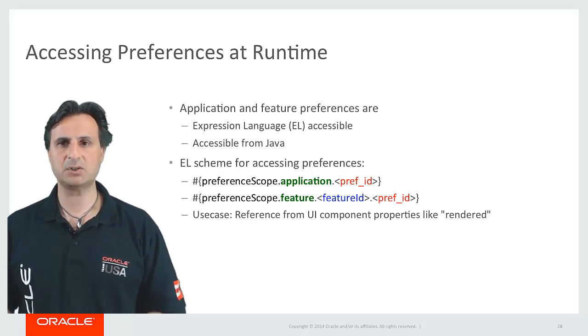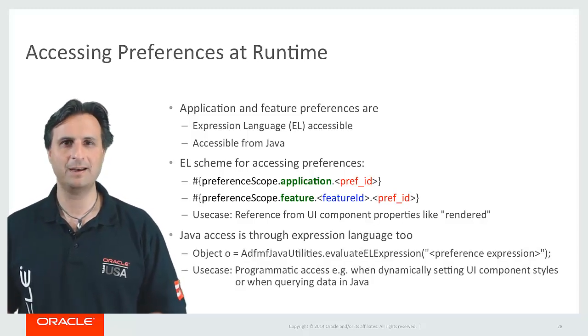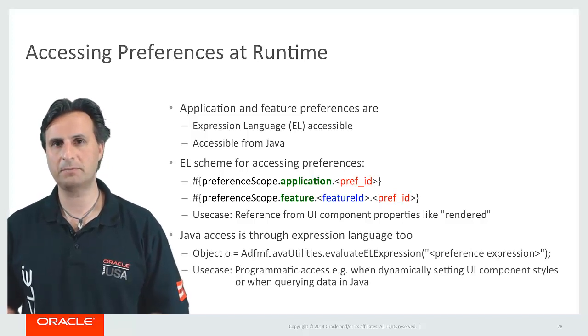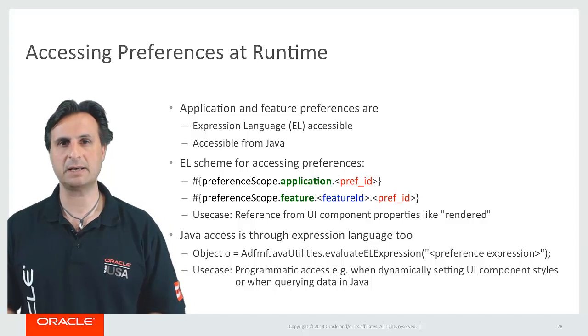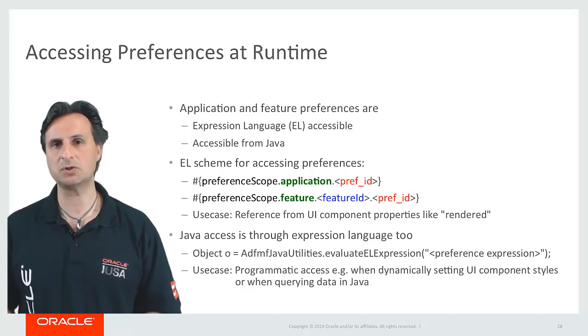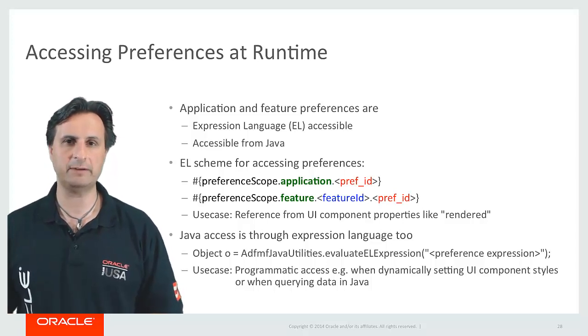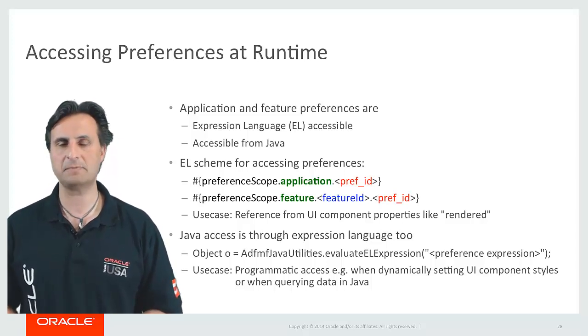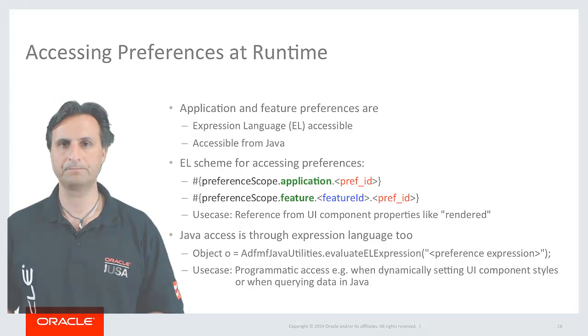So in the Java access, well, the Java access is through expression language. We mentioned in a previous recording the Java utility class that MAF provides, the ADF MAF Java utilities, and this allows you to evaluate expression language from within Java. We use the same technique now to access user preferences either on the application level or on the feature level. Again, the same expression language scheme applies here, and you just use it from Java.